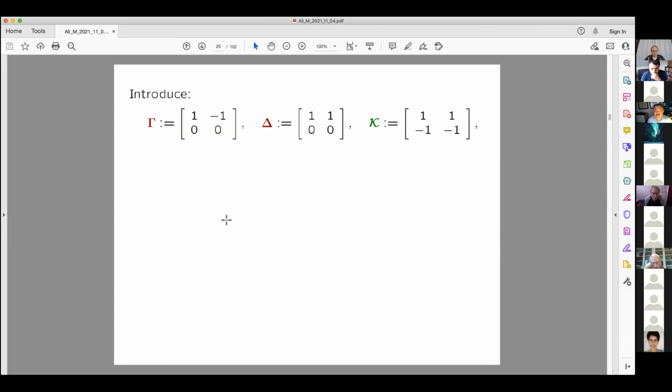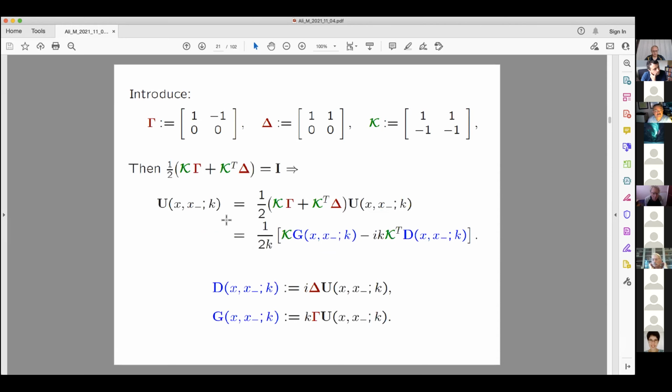We first introduced these simple matrices and showed that they satisfy this identity. This is the identity matrix. And then you multiply U with the identity, write it in this way. You have this expansion and this formula for the evolution operator, where this G and D are certain matrices which are obtained by multiplying U by delta and gamma, these two matrices.